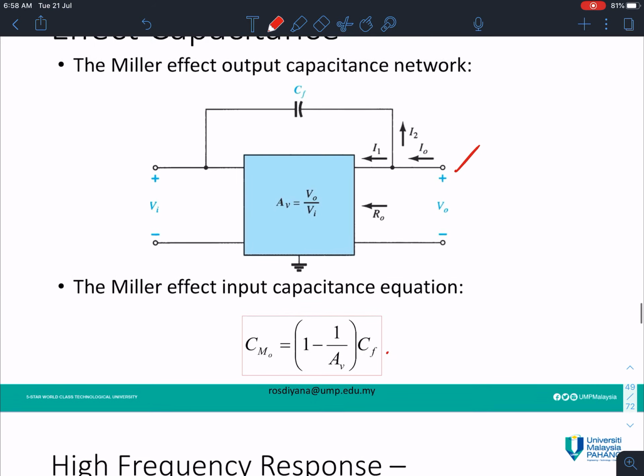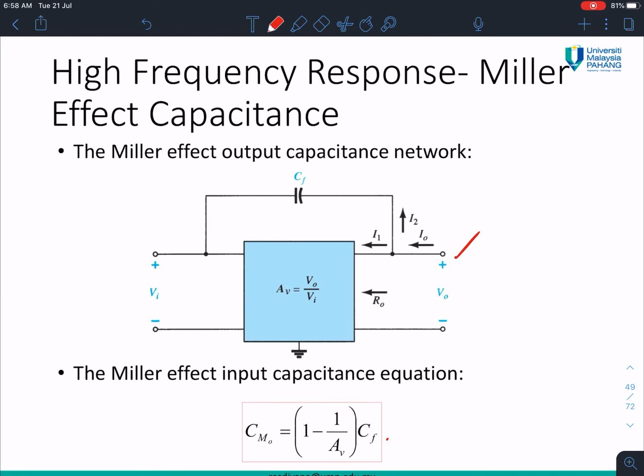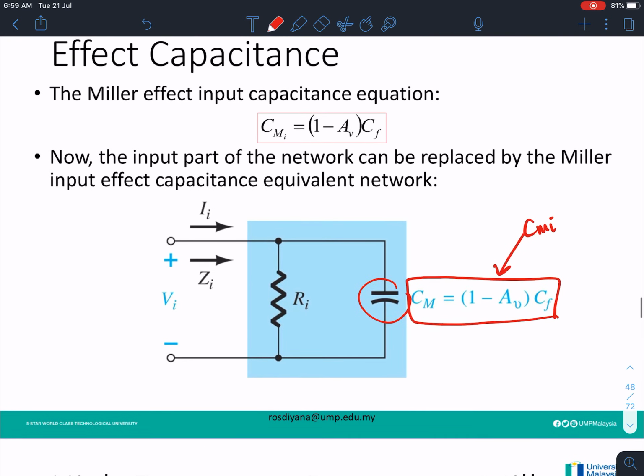In this case, remember, what is CF? For the circuit that I use for this example, CF equals CBC. Remember this: CF equals CBC. So this also is CBC.